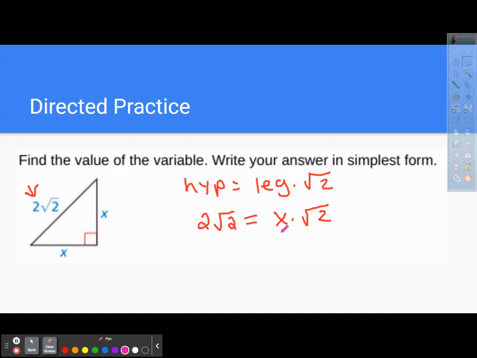All right, so Maddie, what would I do here to get rid of that square root of 2? Divide. Perfect. And Natalie, Drew, what do you get when you do 2 square roots of 2 divided by the square root of 2? 2 equals x. All right, before you try one with your partner, what questions do you have for me?